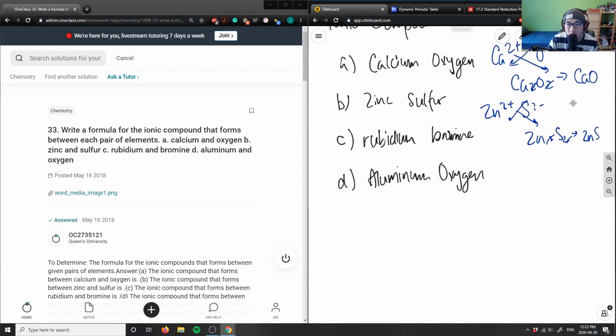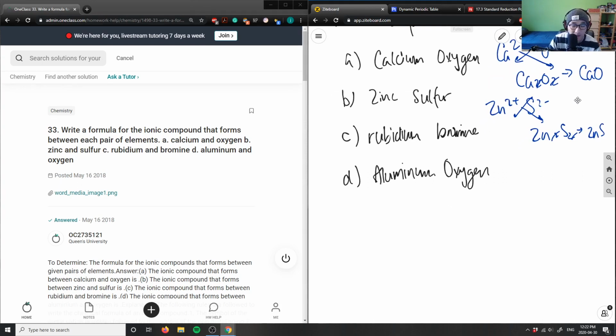I'll show you the one I use, and this is the one that I like, balancing out the charges here. So I have rubidium and bromine here.